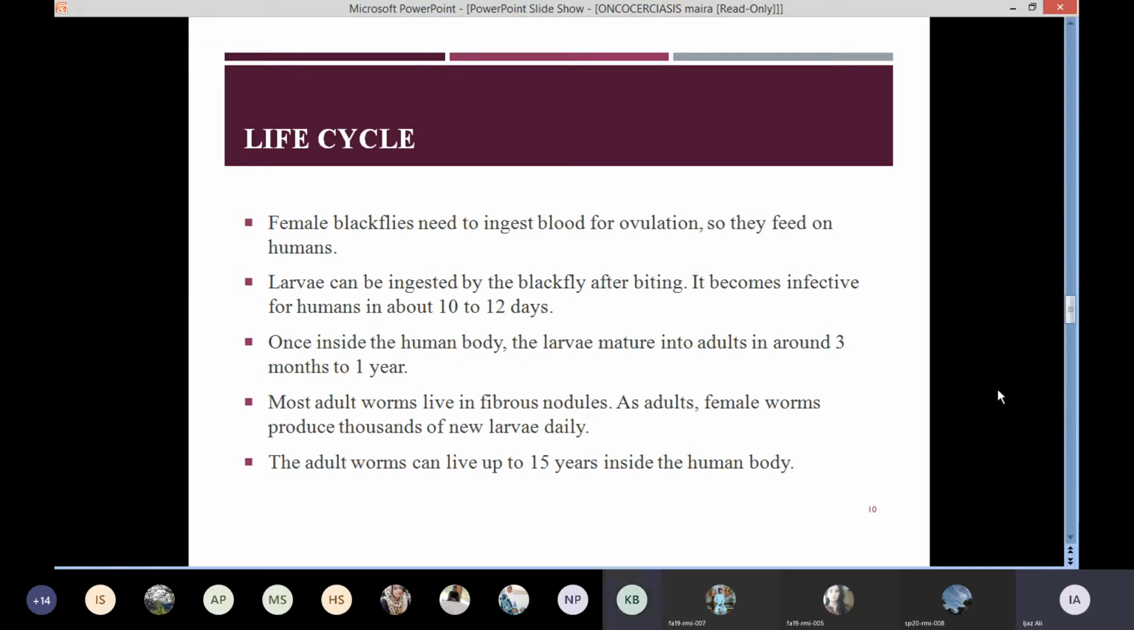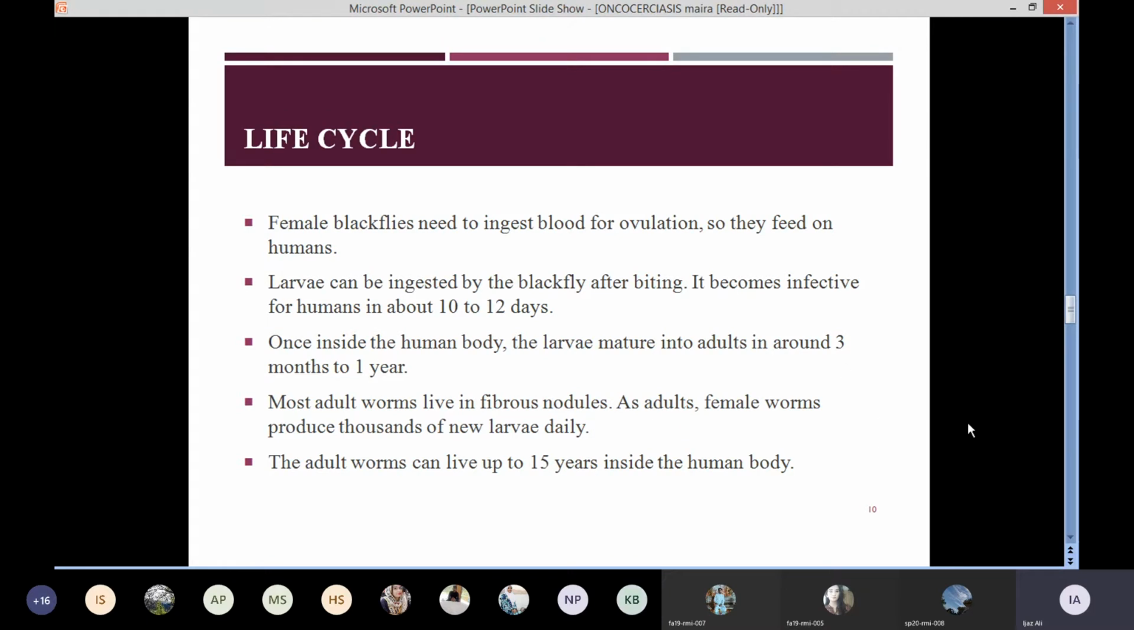Once inside the human body, the larvae mature into adults in around 3 months to 1 year. Again, you can see that it's taking a lot of time. It's a broad range, from 3 months to 1 year. This larva will mature inside the human body. Most adult worms live in fibrous nodules. As adults, female worms produce thousands of new larvae daily. So most of these maturing worms live in fibrous nodules under your skin, in the lymphatic system running alongside your blood vessels. They live there for a long time. The adult worm can live up to 15 years inside the human body, inside these nodules.